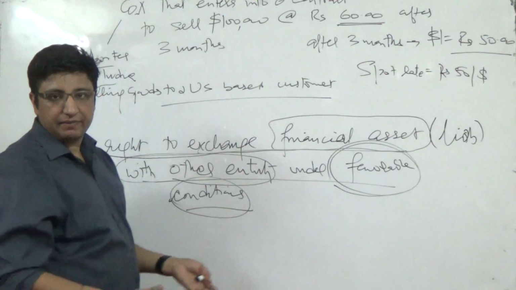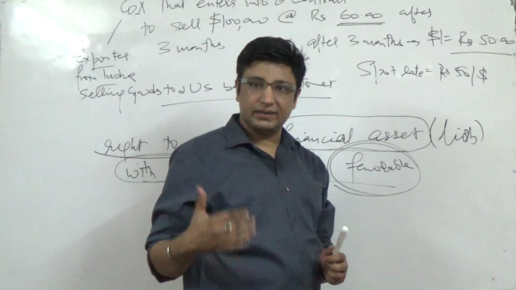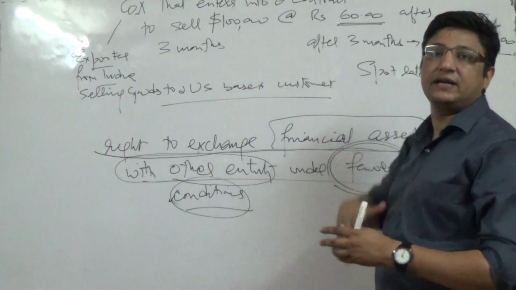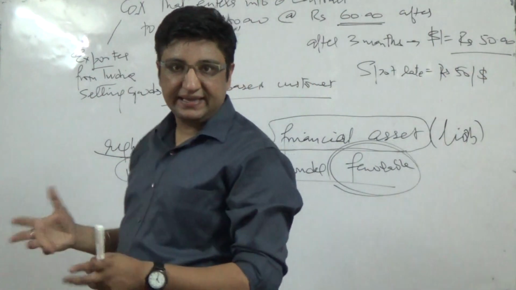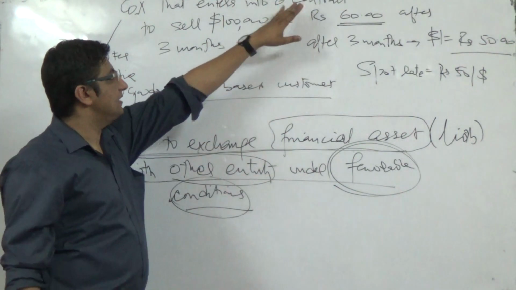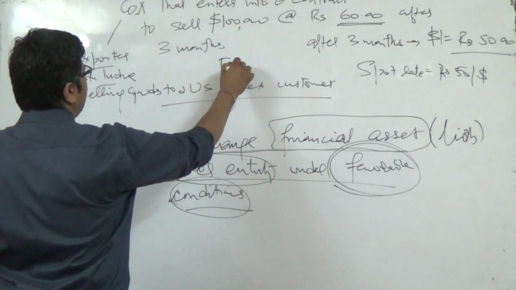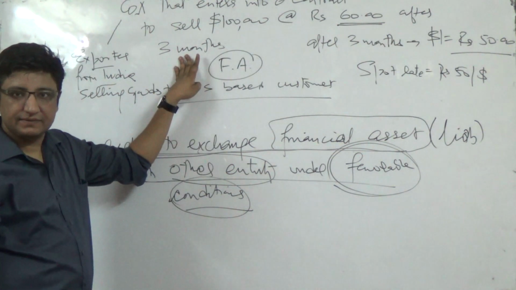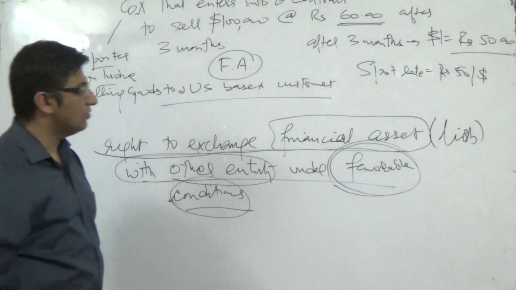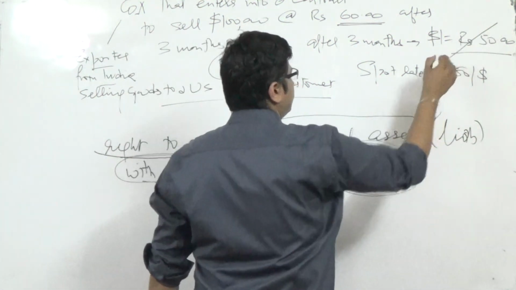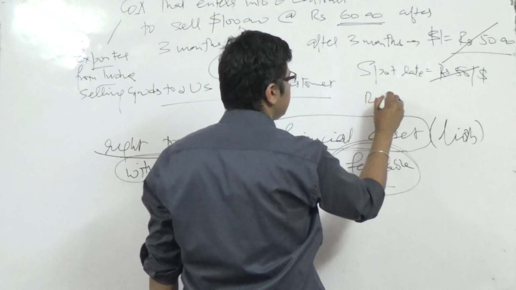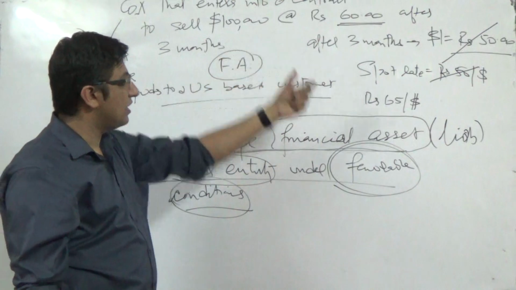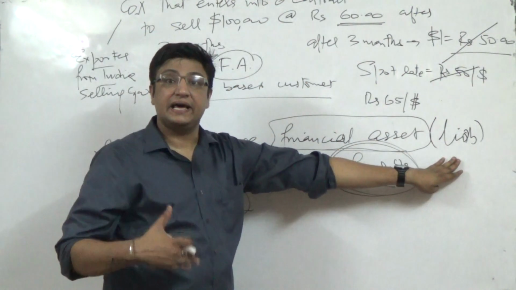The conditions are favorable. Dollar has gone down, but the contract allows you to sell it at a favorable rate, or at a better rate for you. And that is where this contract is also becoming an example of a financial asset. Are you okay with that? At the same time, we can also say, had this rate gone to rupees 65 per dollar after 3 months, then the same contract would have become a financial liability.